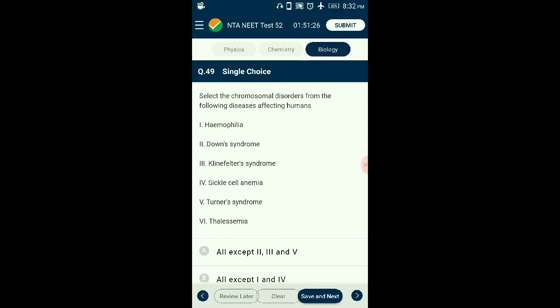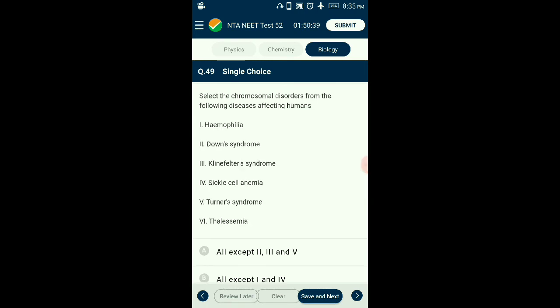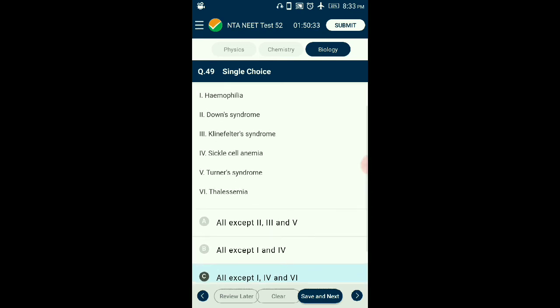Klinefelter syndrome is caused due to an extra copy of the X chromosome in males, making the 23rd pair XXY. Hemophilia, sickle cell anemia and thalassemia are disorders occurring due to a change in a single gene of a chromosome rather than the whole chromosome undergoing change. These are also called Mendelian disorders as they generally follow Mendel's law of inheritance. So the answer for this question is option C. The statements about chromosomal disorders are correct except the first one, fourth one and sixth one.